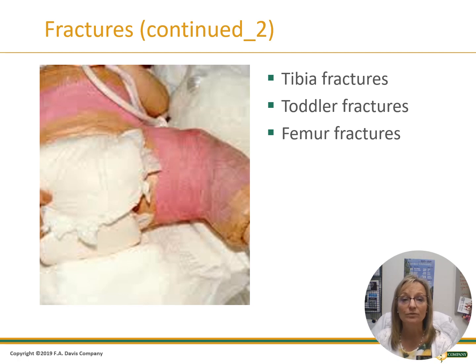Toddler fractures occur with children younger than 2 who are learning to walk. No specific injury is noted most of the time. The kid just refuses to bear weight on the leg. And so you are going to have to examine the hip, thigh, knee, and foot, just to rule out other causes of limping. You do need to consider abuse. And spiral fractures are common.